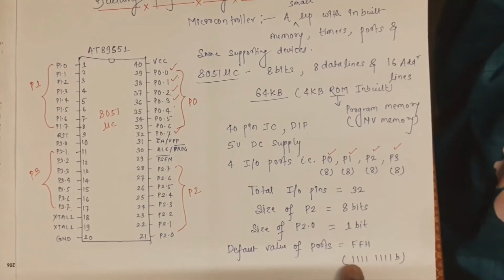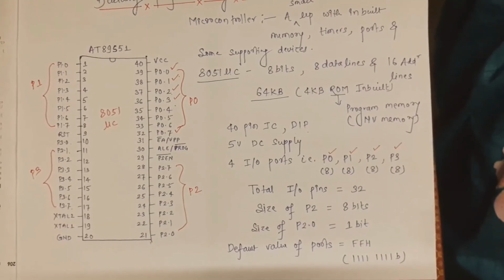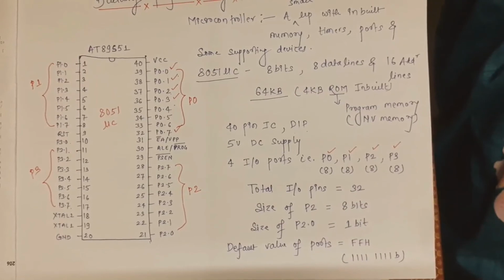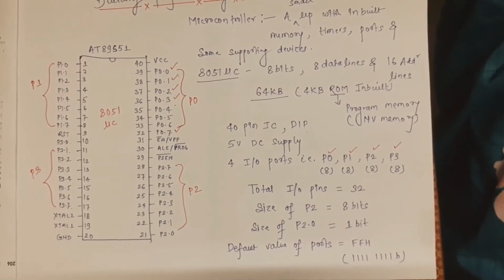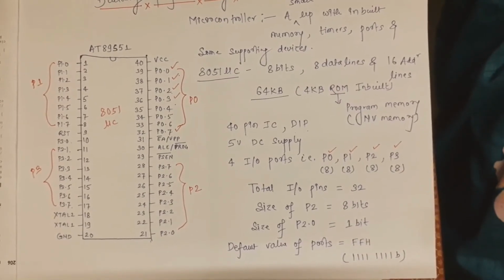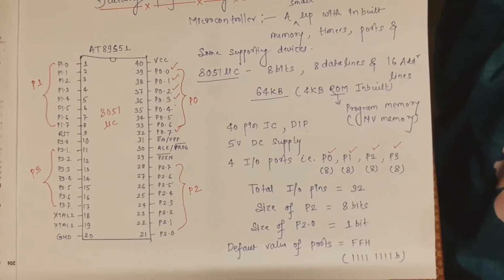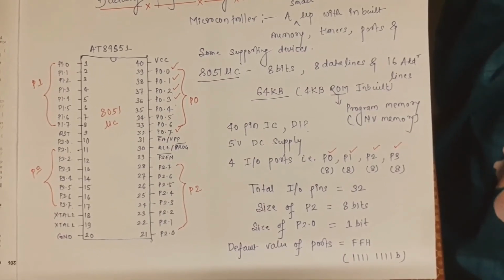FFH is nothing but 8 times 1. So by this I can say that the default value of any port is FFH. If I say the default value of any IO pin, the default value of any IO pin will be logic 1. So I can say the default value of port 0.0 is logic 1. Okay.